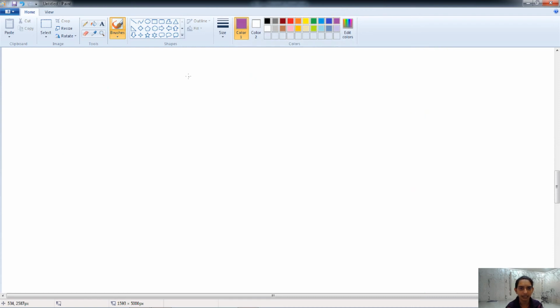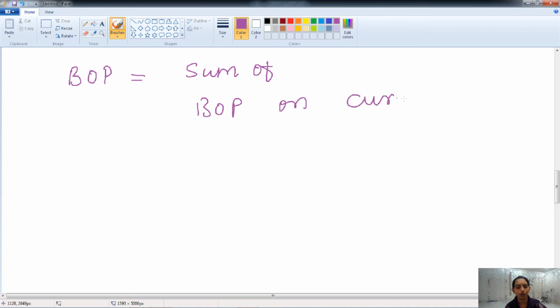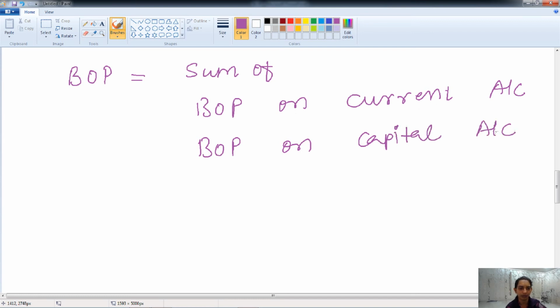Now let's understand the overall BOP, that is the balance of payment. Balance of payment is the sum of the balance of payment on current account and the balance of payment on capital account. It includes both of these.